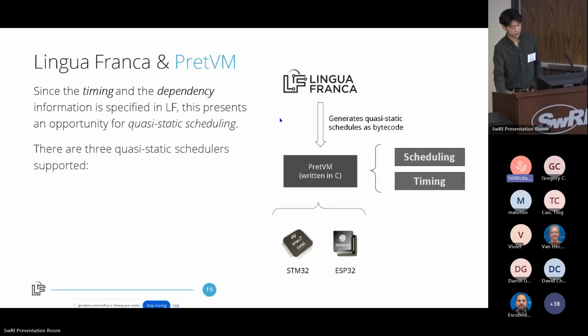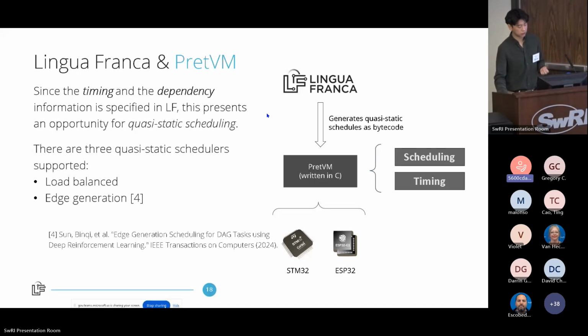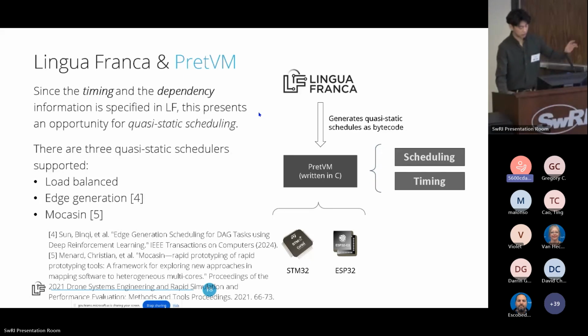There are currently 3 quasi-static schedulers supported. The first one is a load balance scheduler. As the name suggests, it breaks down the work evenly for the workers. The second one is an edge generation scheduler coming from this prior work. And this scheduler can guarantee that the end-to-end execution time within the hyperperiod falls below our high-level specification. And the last one is a Moccasim scheduler, which comes from this prior work, which is a design space exploration tool that can allow us to optimize for energy and execution time.